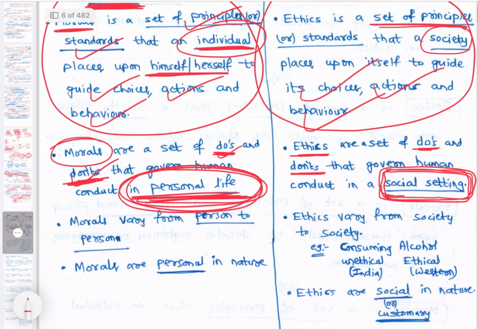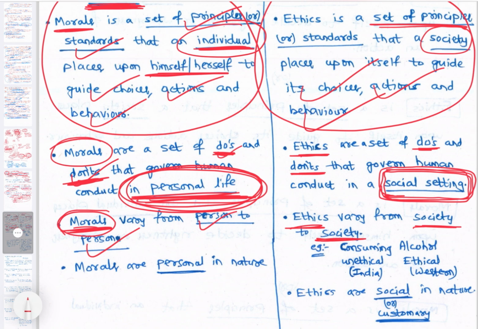Then morals vary from person to person. We have already discussed, morals are individual-centric. Every individual has their own set of morals, right? You might be drinking alcohol, your friend might not be drinking alcohol. So morals vary from person to person. Similarly, live-in relationship before marriage, you might consider it right, but one of your friends might consider it wrong. So morals vary from person to person, and ethics vary from society to society.